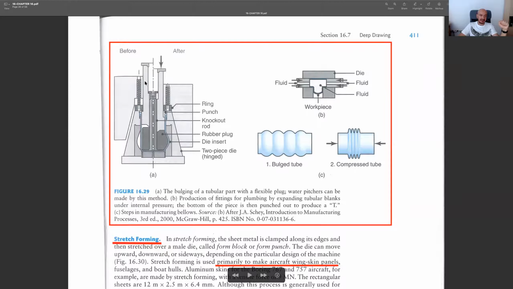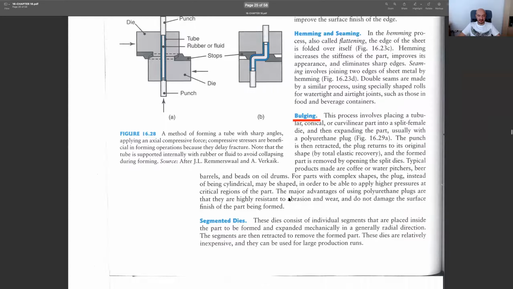So what happens here? This is our punch. This punch moves into the die opening. Since inside this die we have rubber, if you apply pressure on this rubber, it will deform, and it will apply pressure on these side walls, and our sheet metal will be bent. And you'll see these are some example work pieces which can be manufactured with the bulging operation.